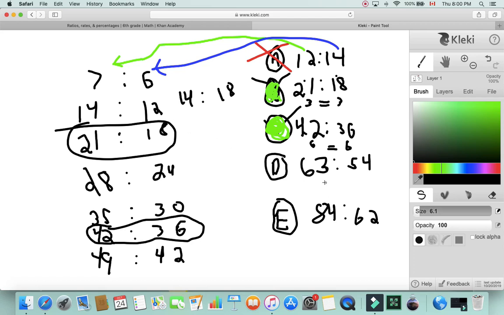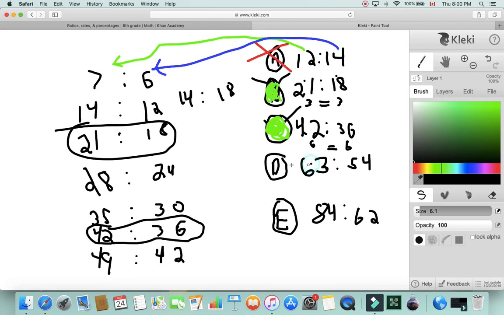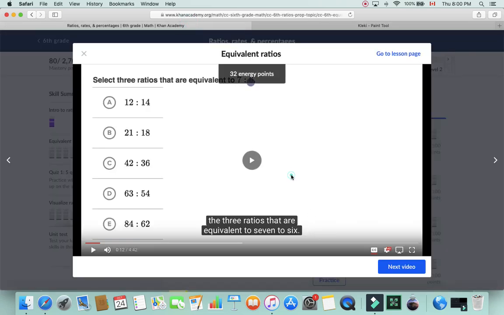63. Is that divisible by 7? Yes, because 7 times 9 is 63. 54. Is that divisible by 6? Yes, 6 times 9 is 54. So 63 divided by 7 is 9, and 54 divided by 6 is also 9. These two answers are the same, so it's also correct. Now let's see the last one. Is this divisible by 7? Yes. Is 62 divisible by 6? It's not, so that is wrong. So the answers are B, C, and D.